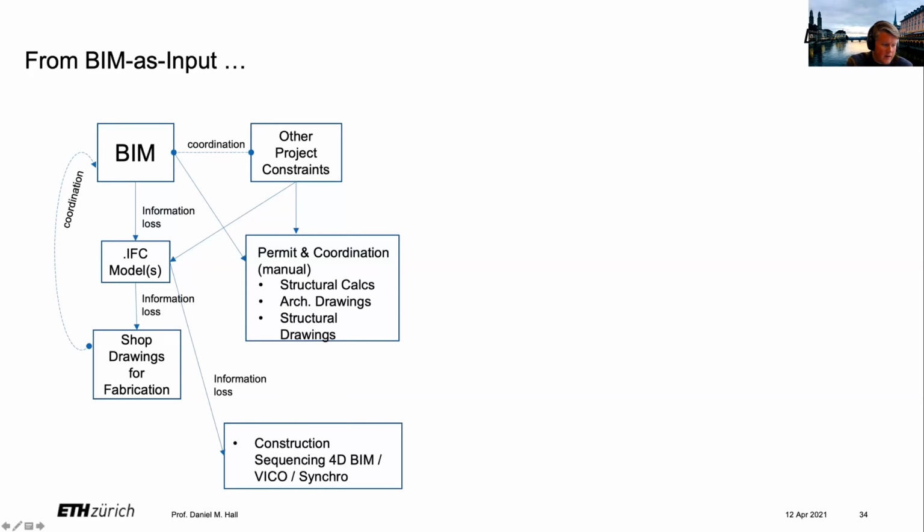And that's this arrow here. So now you have this coordination feedback loop. So you redesign until finally you settle on a final design. And that's typically how we follow the process. So it starts with BIM, and we work towards adding more detail into the model.